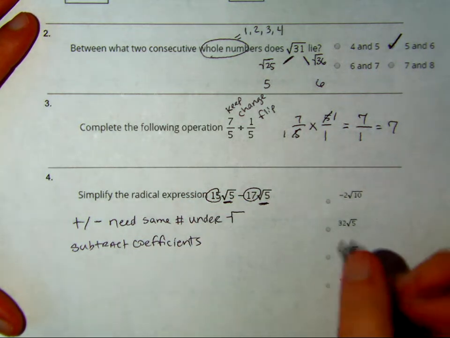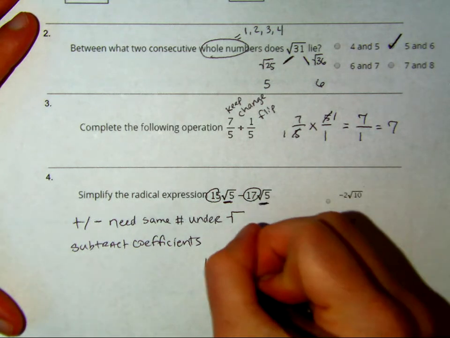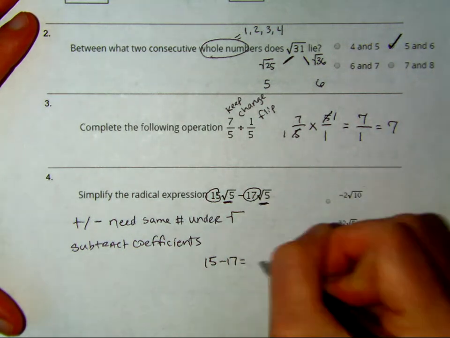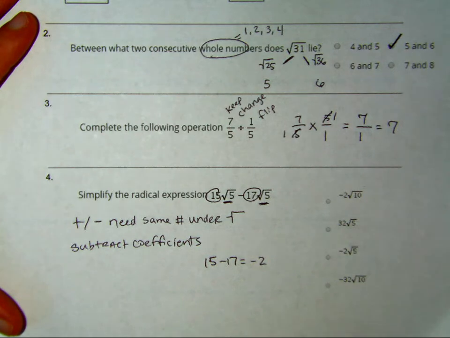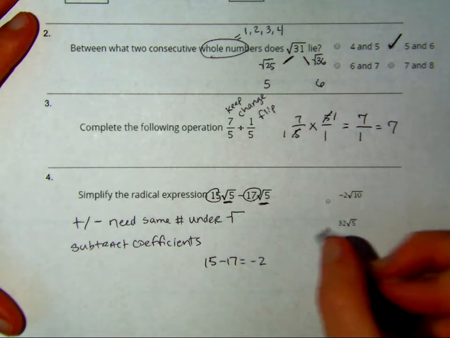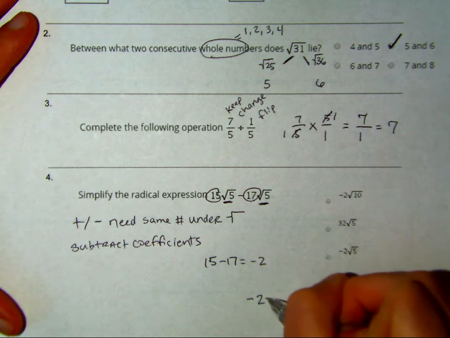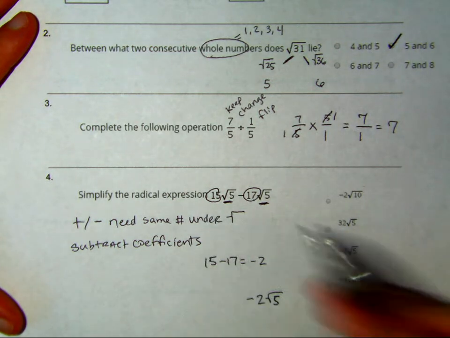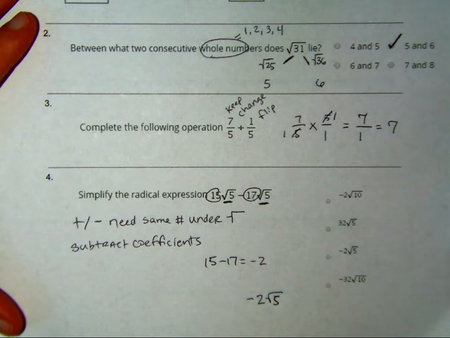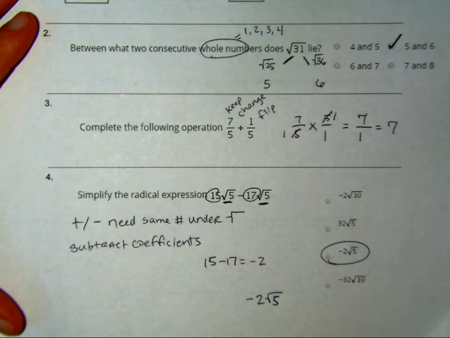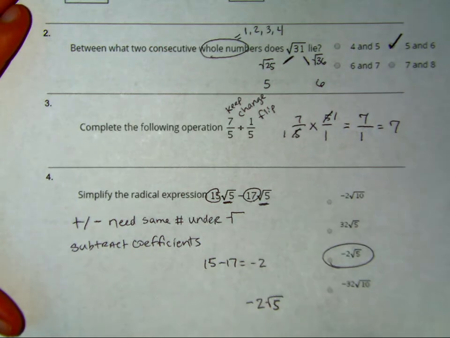Okay, so we have 15 minus 17 equals -2. Okay, and then the radical stays the same, so your final answer is -2 square roots 5. So basically it's just telling you how many square roots of 5 we have. Well, your coefficient tells you that. So do we have a number that matches? We do. Okay, so that's 4.